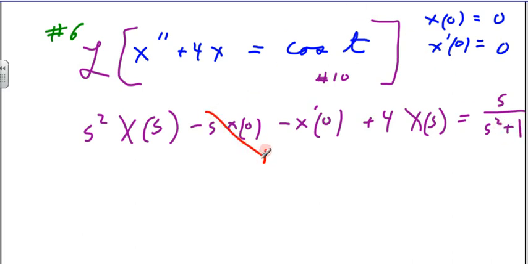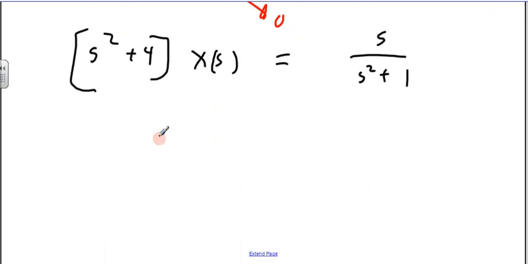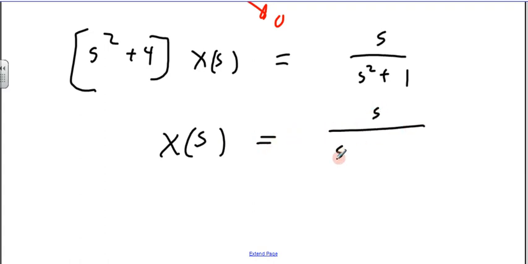And I apply my initial conditions. That term is 0, this term is 0. And I end up with s squared plus 4 times X of s is equal to s over s squared plus 1. Okay, and I now say that X of s is equal to s over s squared plus 4 times s squared plus 1. And now we're going to apply partial fractions to the situation.